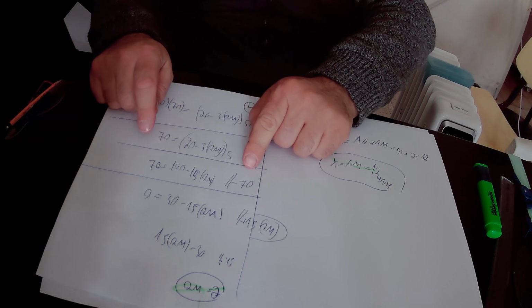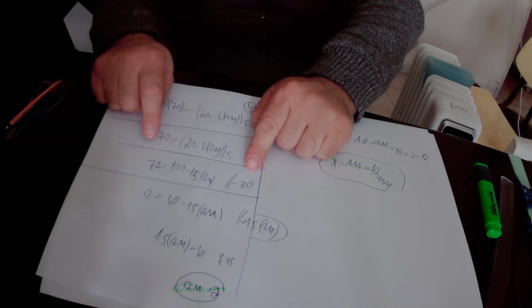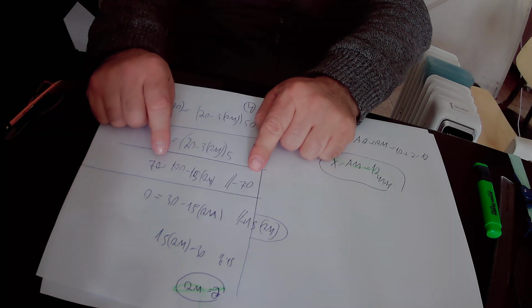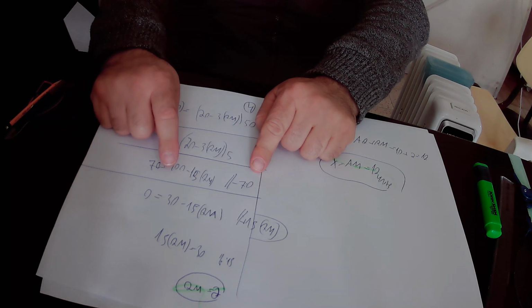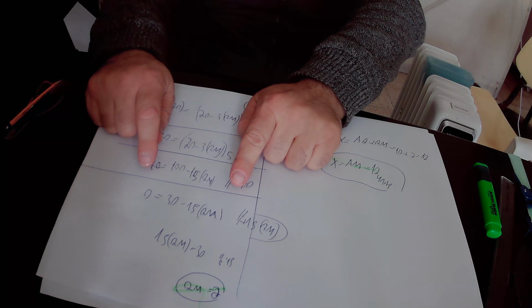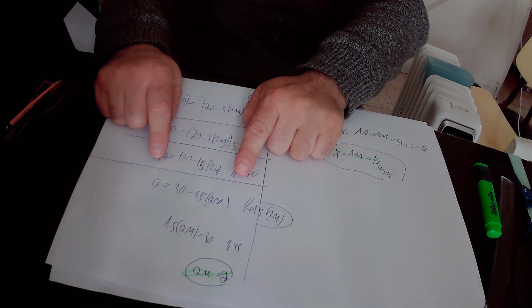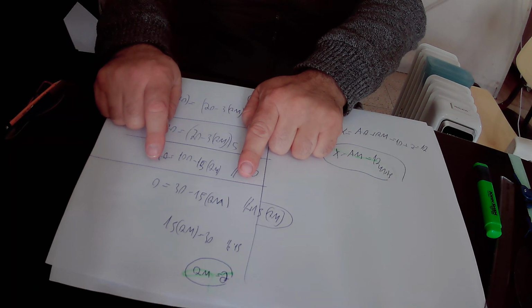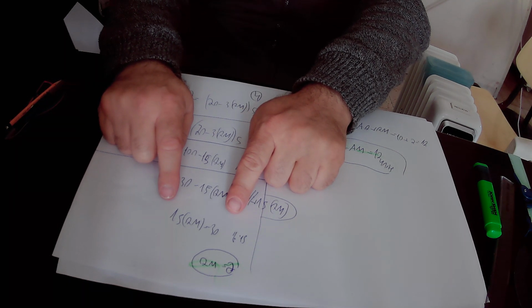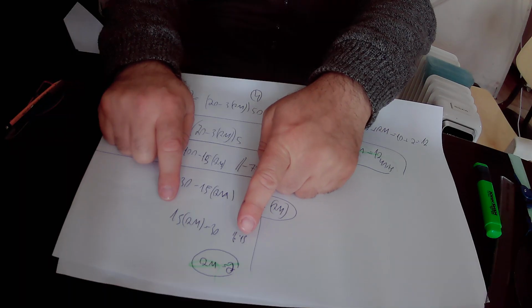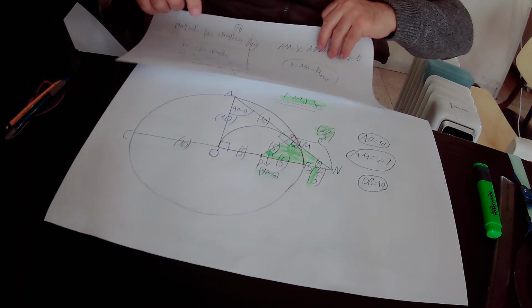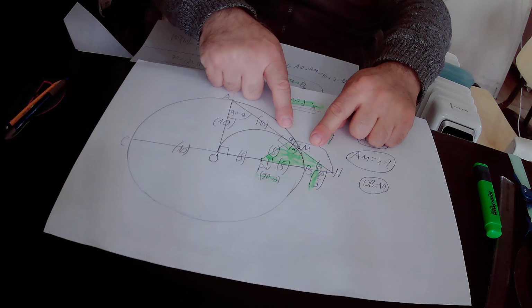Here we subtract 70 from this equation and find that 70 minus 70 is 0, and 100 minus 70 is 30. So in conclusion, 0 equals 30 minus 15 Qm. Here we added 15 Qm to the equation and finally found out that 15 Qm equals 30. Here we divided this equation by 15 and finally found out that Qm equals 2 units. This line segment Qm equals 2 units in itself.